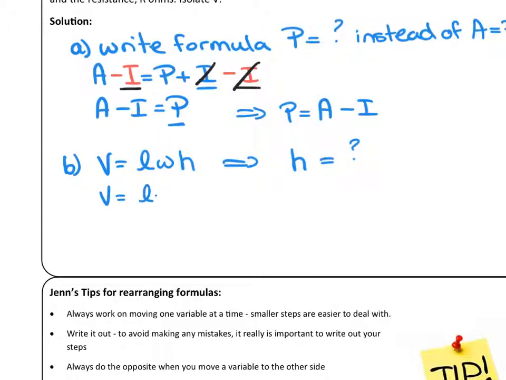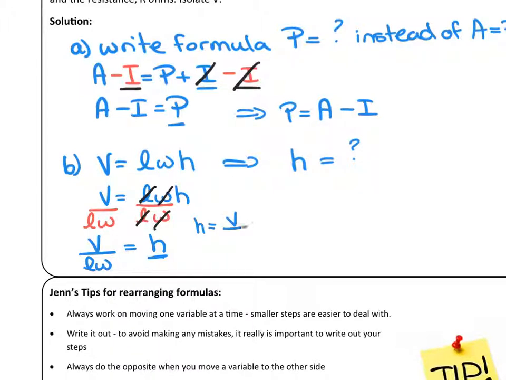V equals LWH. In order to get L and W gone, we're going to divide by them, because if we divide, they will cancel out. If you do it on one side, you have to do it on the other. So I'm going to divide both sides by L and W. The L's will cancel and the W's will cancel, and we're left with V divided by L times W equals H. Now we have it isolated for H. Again, you can write this as H equals V divided by L times W.